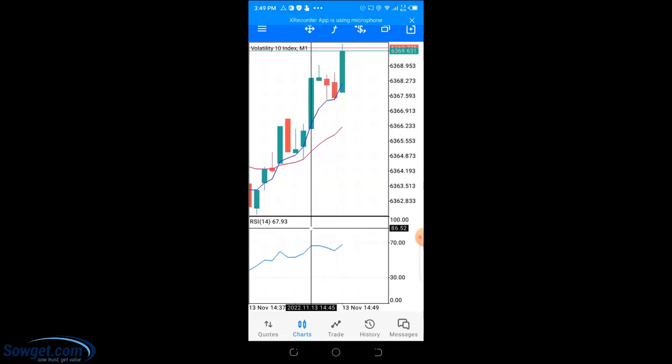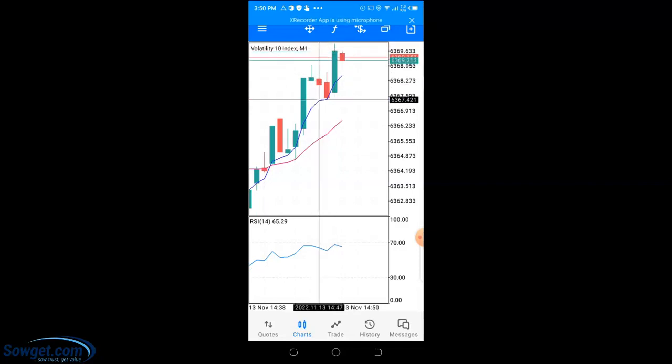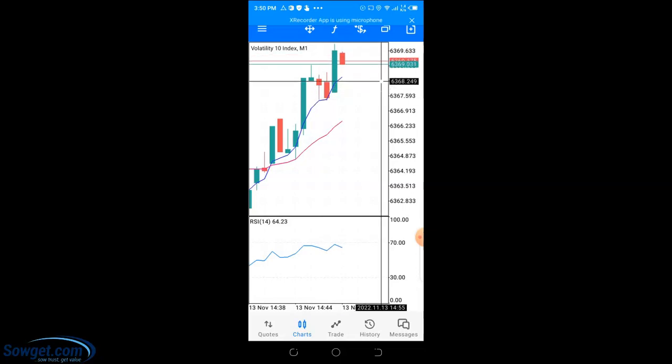So let me show you another chart with this strategy. You can see that if we had entered the trade here, the buy is going up and it's still going to go up. This is just what we need to do. Let me show you another analysis. Let's just scroll back here.